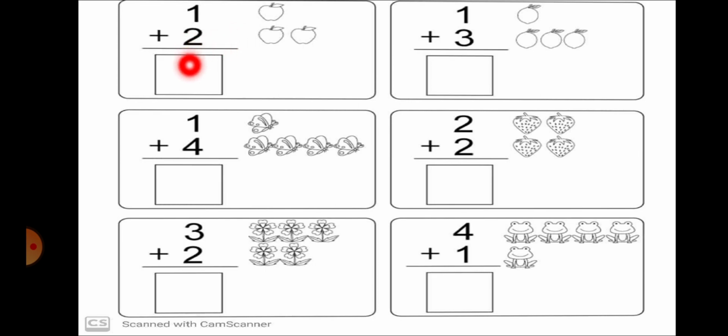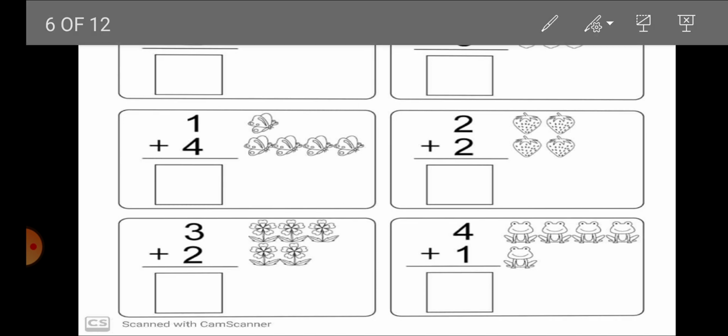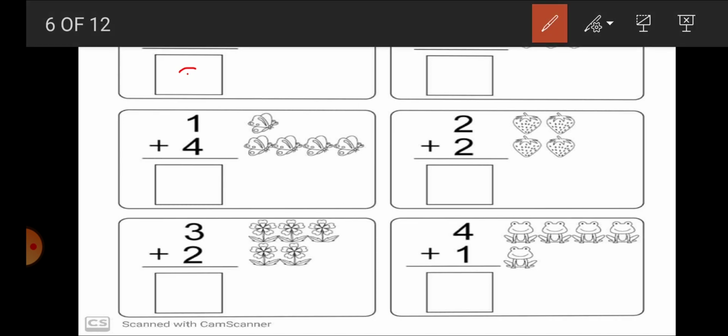Okay. So 1 plus 2. What will it be? 1, 2 and 3. What will be the answer? 1, 2 and 3. Note it down in your book. This is number 3.